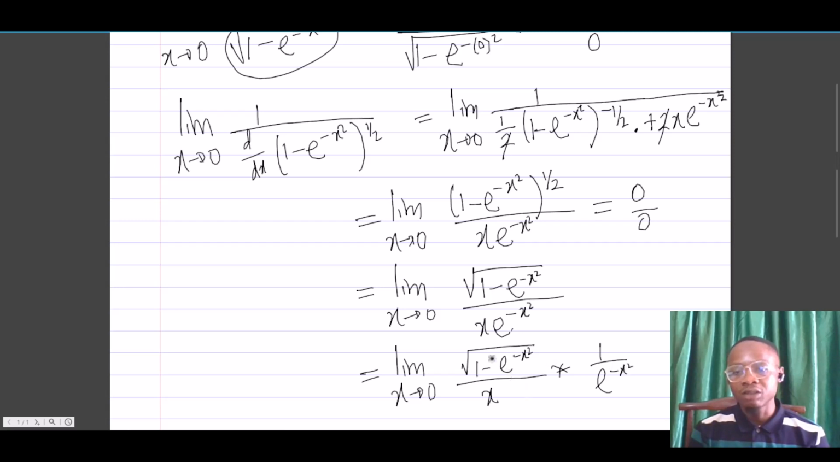So what have I done? I've separated this into two portions. This is what we have here. Then x is alone. 1 over e to the power minus x squared comes here. So this will be equal to this.